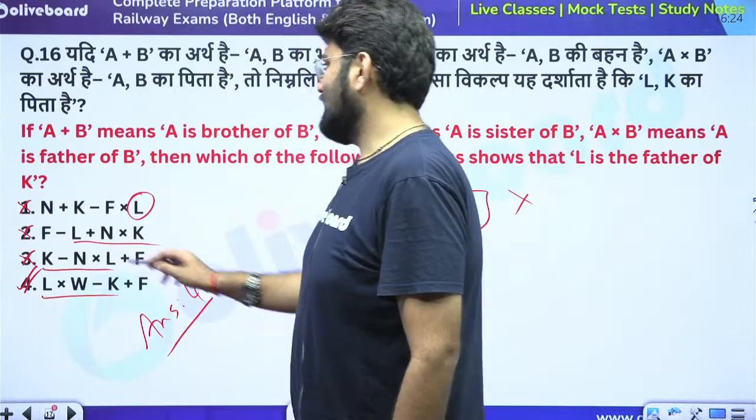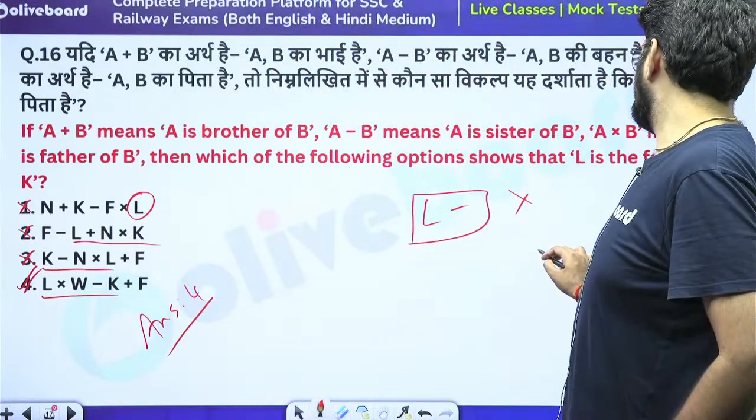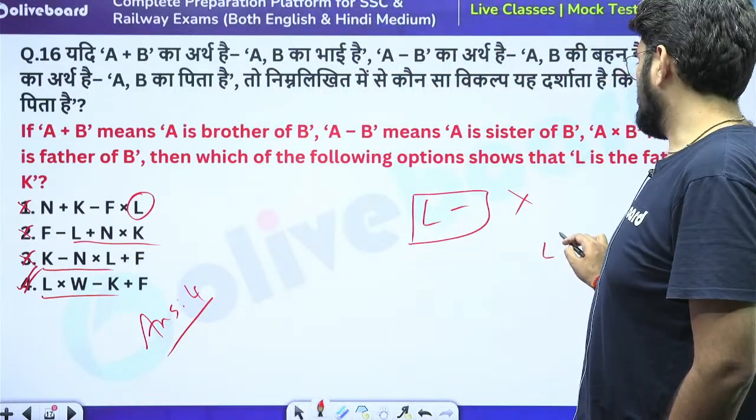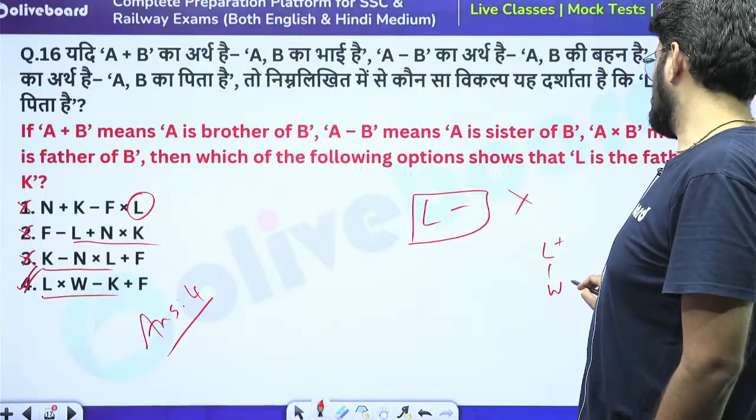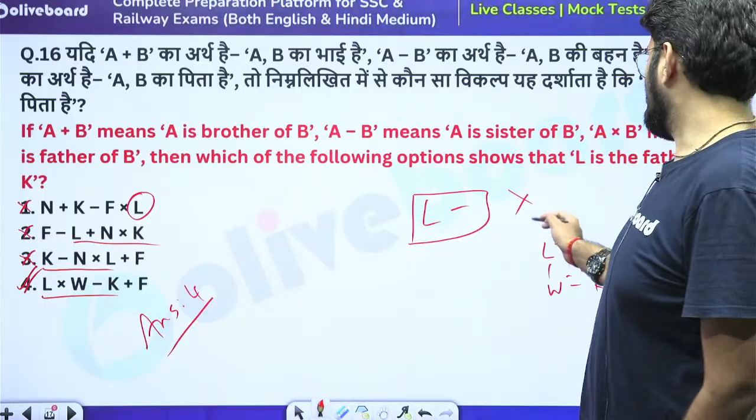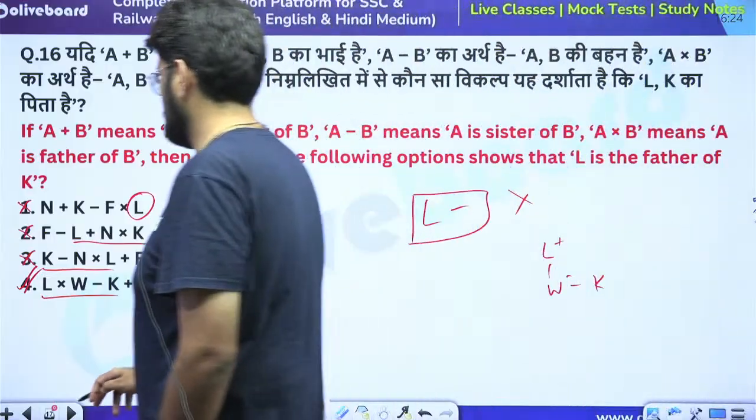Okay, what does it say? L cross W. L is the father of W and W minus K. W is the sister of K. That means L is the father of K. So option D is the right answer. Next.